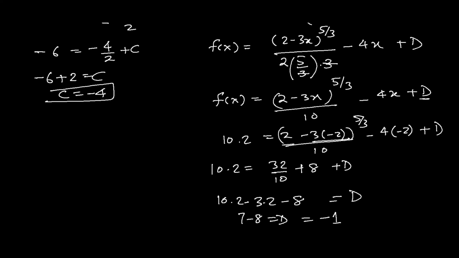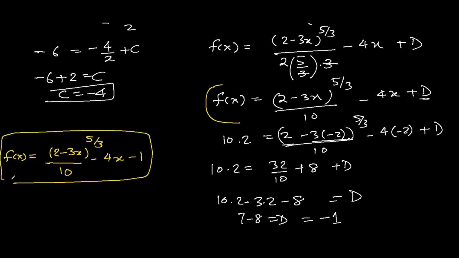So our final equation becomes, this was the equation, right? From here we'll take it, f(x) equal to 2 minus 3x to the power 5/3 over 10 minus 4x, and now we got d equal to minus 1. This is the equation of the curve.